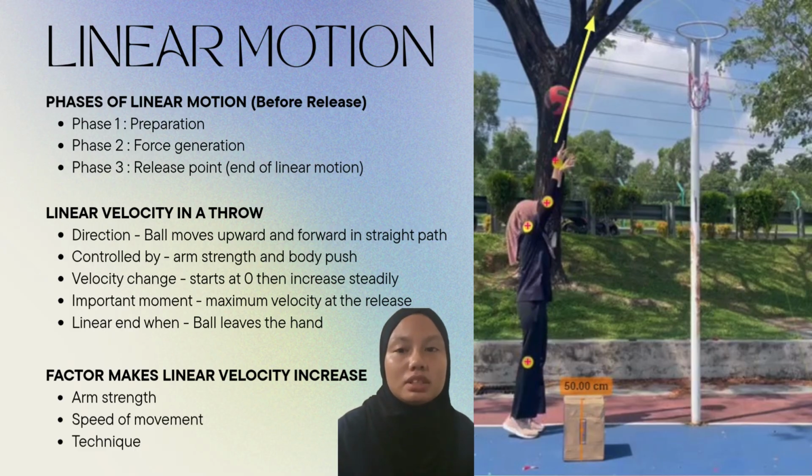Once the ball is no longer touching the hand, it is no longer in linear motion. It becomes a projectile moving in a curved path due to gravity. She no longer controls the ball, only gravity and initial velocity do.